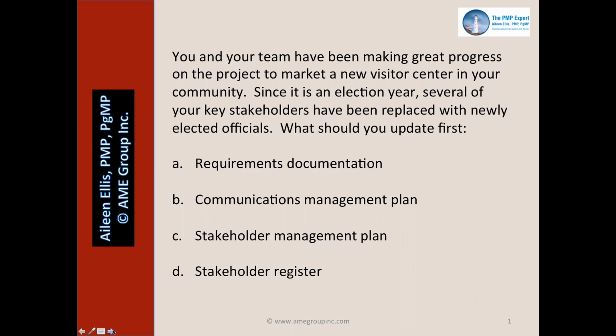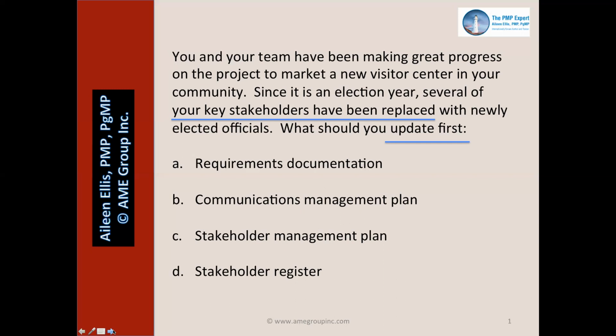When I look at this question, a key word or phrase for me: several of your key stakeholders have been replaced, and also update first. When I look at the four answers, I ask myself, would each and every item on this list be updated because I have new stakeholders? A, requirements documentation, maybe. B, C, communication management plan and stakeholder management plan, maybe. Stakeholder register, certainly. So I'm going to say that I think all four of these items will be updated, and the real question is, which one would we update first?